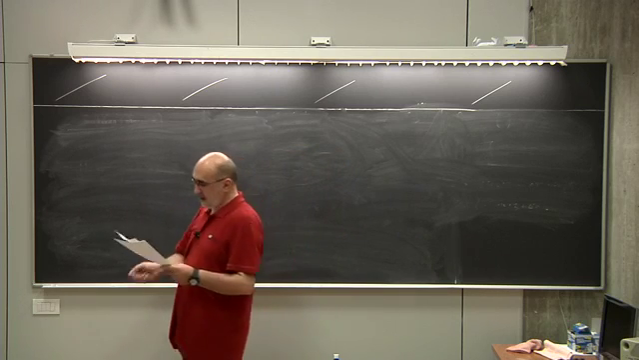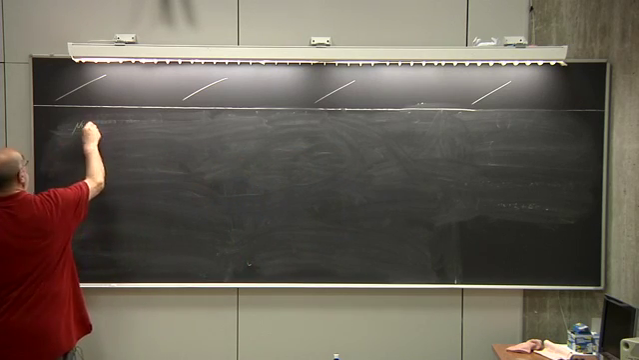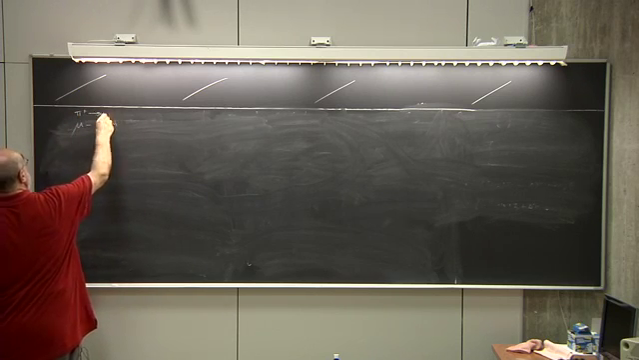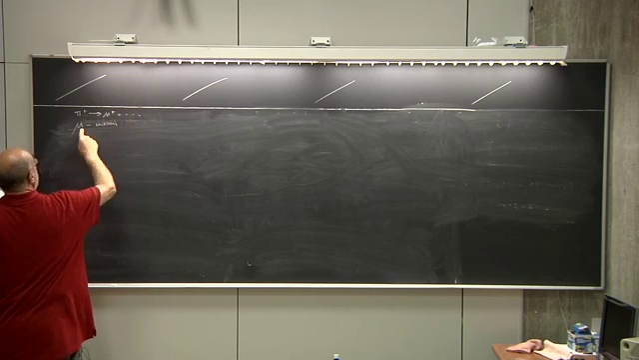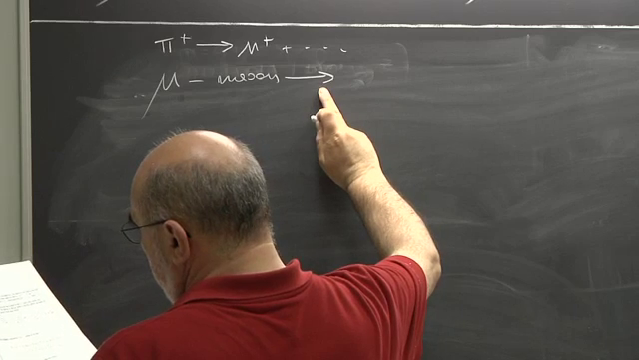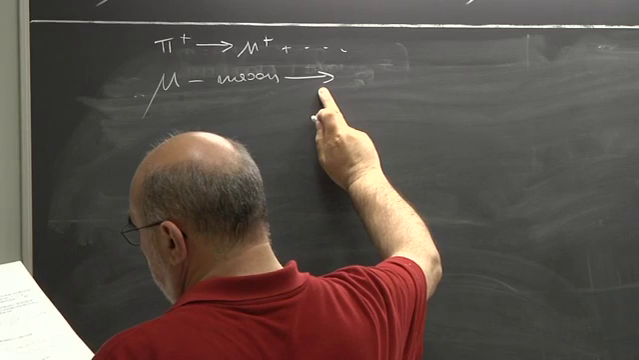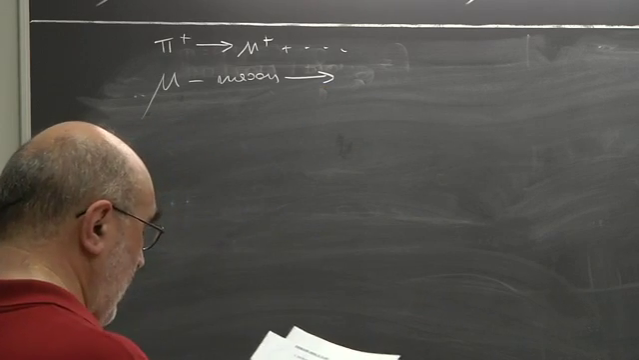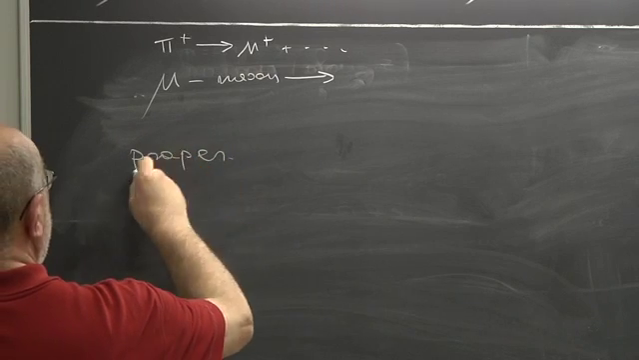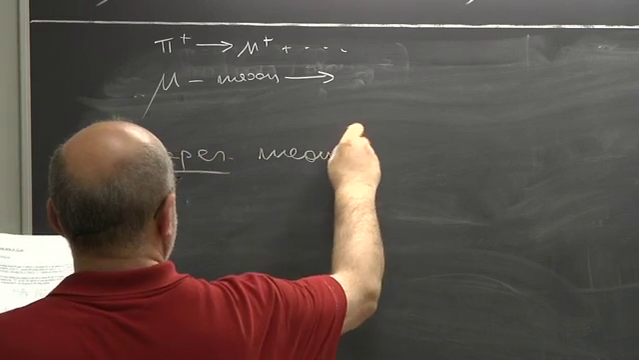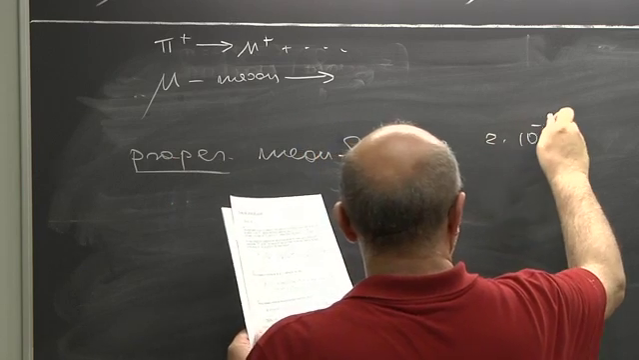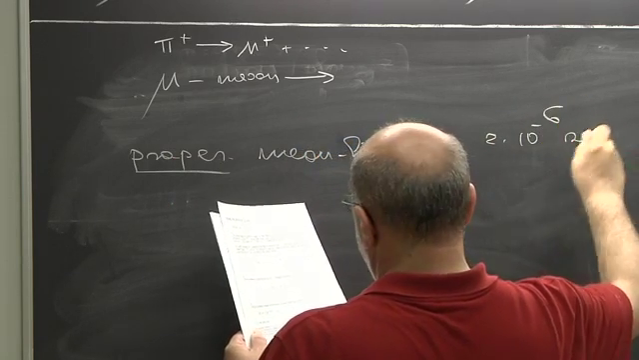Second problem. Now we take another particle that decays, that is the mu meson. The pi plus meson decays into mu plus other things, while the mu meson, I forgot what they decay into, but okay. Now, remember, the proper mean lifetime is 2.0 times 10 to the minus 6 seconds.